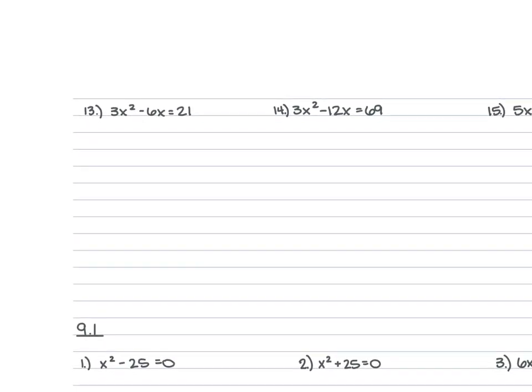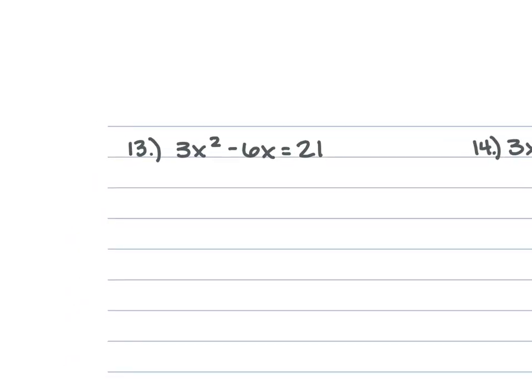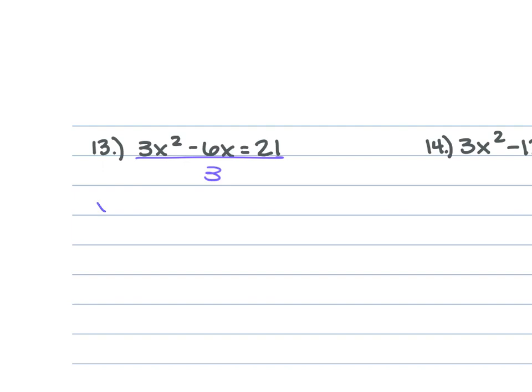For 13, we have 3x squared minus 6x is equal to 21. So we're going to do the same thing, divide everything by that 3. So this is going to leave us with x squared minus 2x is equal to 7. Our b is negative 2, so negative 2 over 2 squared is negative 1 squared, which is 1.